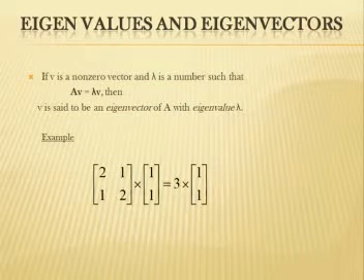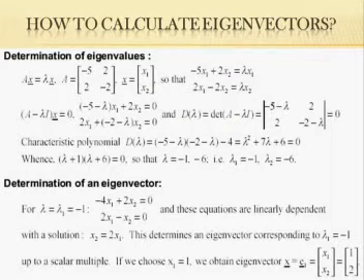Eigenvalues and eigenvectors. If V is a non-zero vector and lambda is a number such that AV equals lambda V, then V is said to be an eigenvector of A with eigenvalue lambda. Example: a 2 by 2 matrix multiplied by a 2 by 1 matrix results in 3 times the 1 1 matrix. How to calculate eigenvectors: determination of eigenvalues and determination of eigenvectors by a mathematical approach.